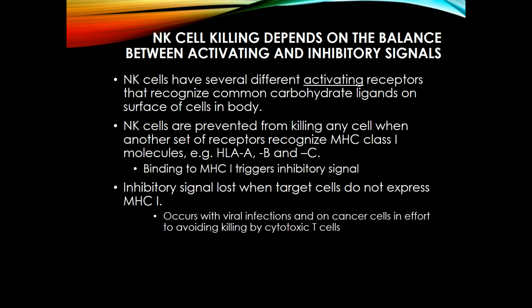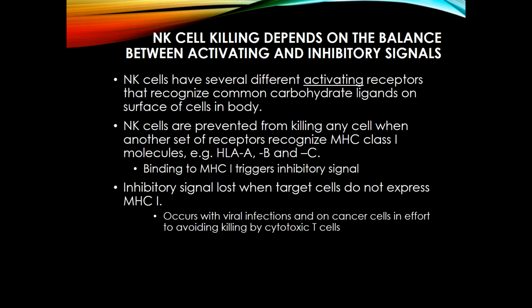Now, how does a natural killer cell recognize a target? Well, natural killer cell killing depends on a balance between activating and inhibitory signals. It's called missing self. They measure certain molecules on the surface, and when those disappear, they recognize, oh, something's wrong with this cell, let's just kill it. So the natural killer cell has several different activating receptors that recognize common carbohydrate ligands on the surface of the cell.